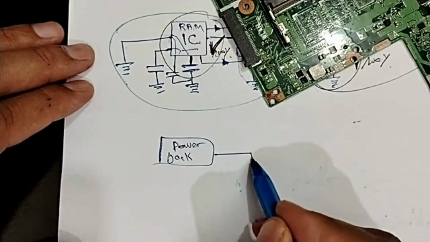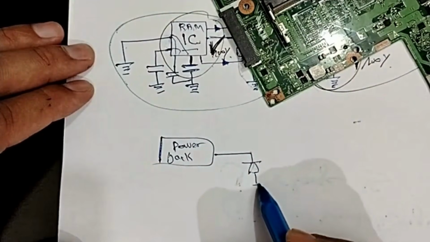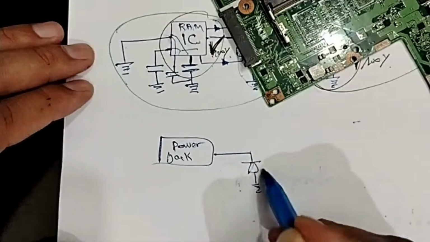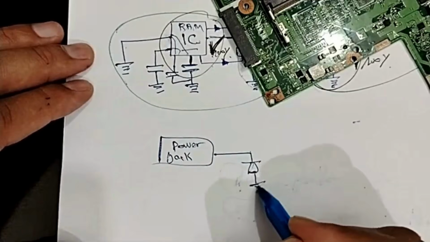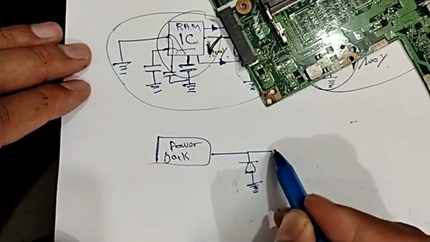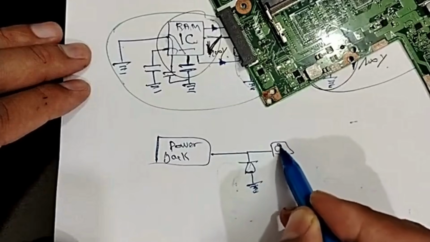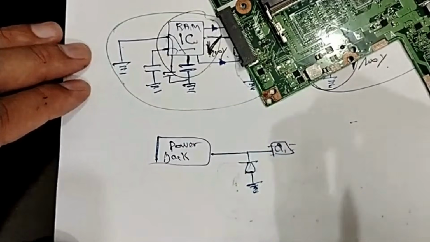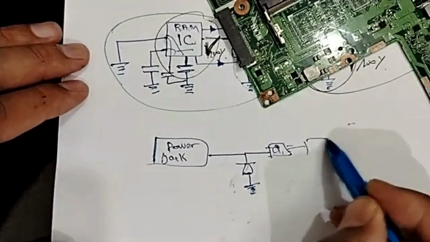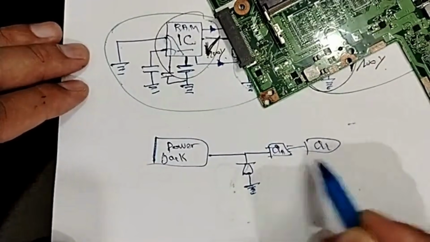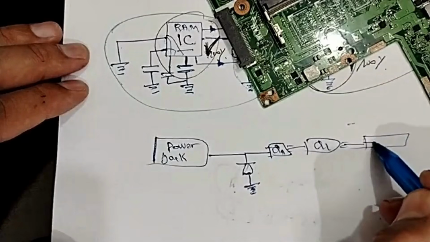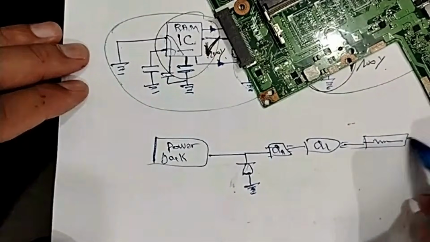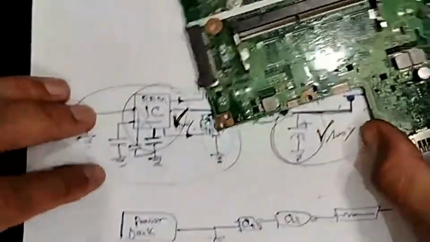We find a diode connected to the ground. This is protection. These are mostly shorted components in the charge circuit. We find a switch. It could be one switch, it could be two switches. Let's see, we have two switches, Q2 and Q1, and we find the current sense resistor. Okay, my friends, this is basically the charge circuit.